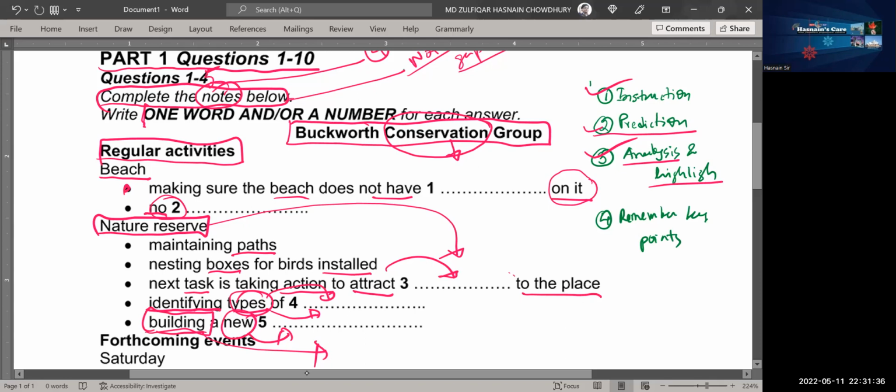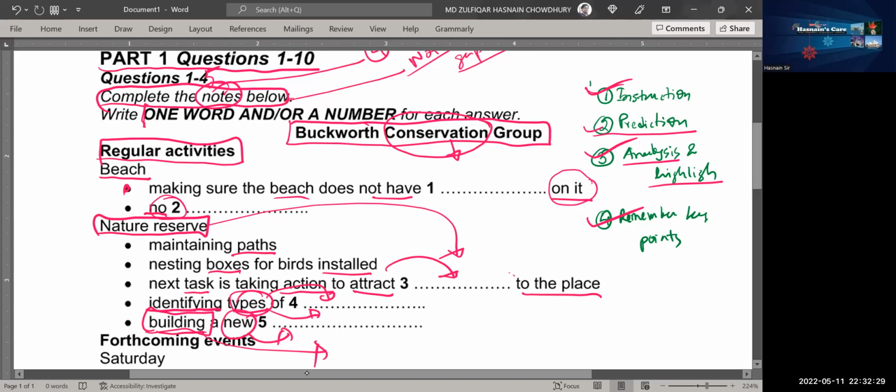So up to this, we come to know about the instruction. From the instruction, we know there are actually 5 questions, and all these 5 questions are note gap fill. And in these gaps, we can expect 2 items as answers, 1 word and 1 number. The first one regarding the beach, something should not be on the beach. Second one is something should not be allowed on the beach. The third thing is taking action to attract some animals or insects or birds. The fourth is identifying the types of something. And the fifth is making, constructing, or building a new something.